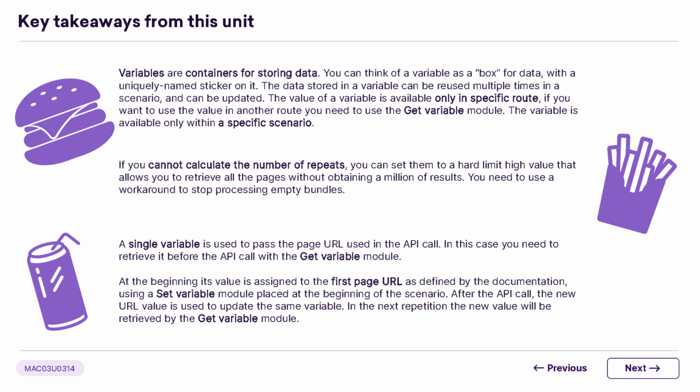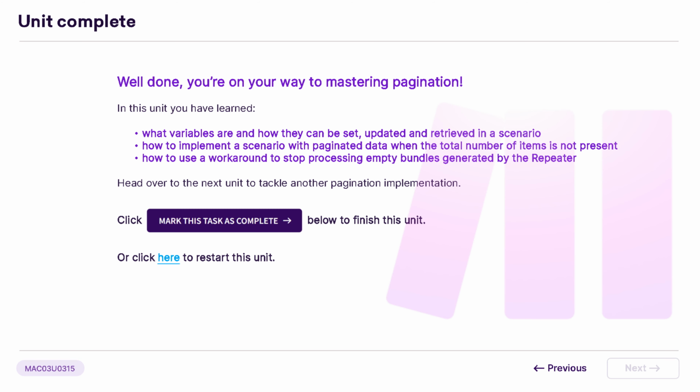Each time you initiate a scenario, you'll assign the initial URL to your variable using the set variable module. As you progress, the get variable module retrieves and updates this value, allowing your process to remain dynamic and responsive. This efficient handling of variables keeps your operation smooth and effective within a specific route, maintaining a clean and organized flow. Congratulations on completing this unit.